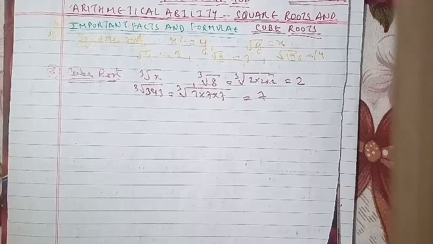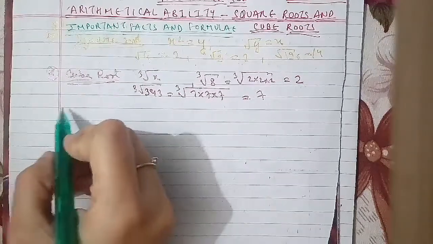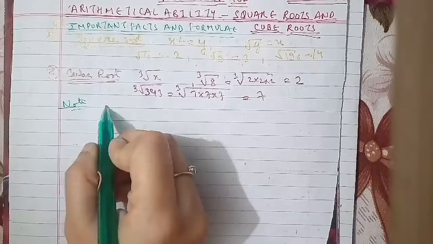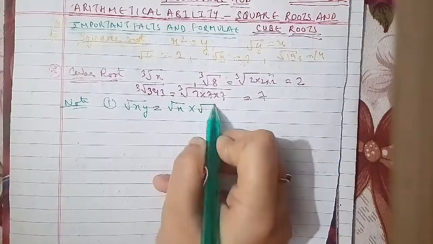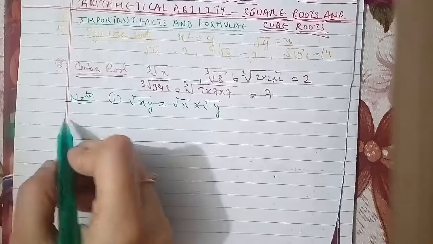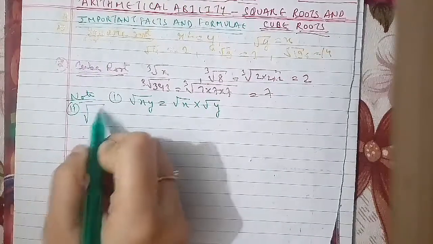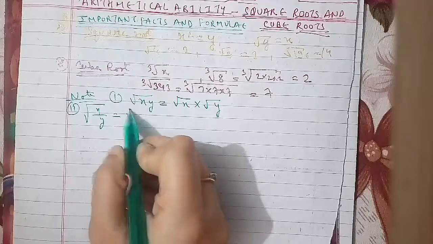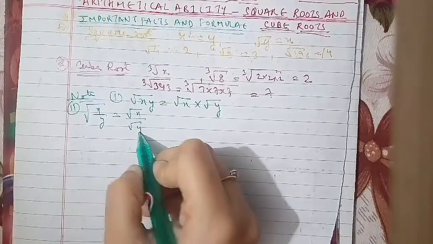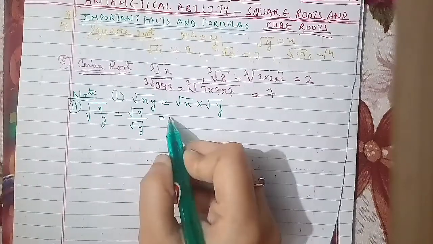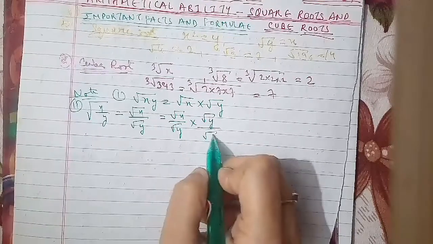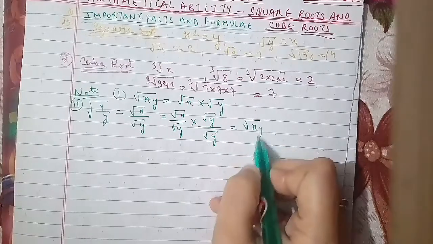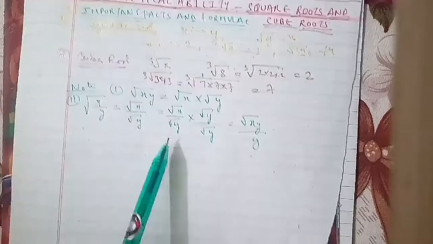The first note is, under root xy equals under root x multiplied by under root y. The second one is, under root x upon y equals under root x upon under root y, which is further equal to under root x into under root y upon under root y into under root y, which equals under root xy upon y. Here you can see that when under root y is multiplied by itself, we get y, so the under root is removed, because the square root of a square gives the value without the under root, as you can see here.